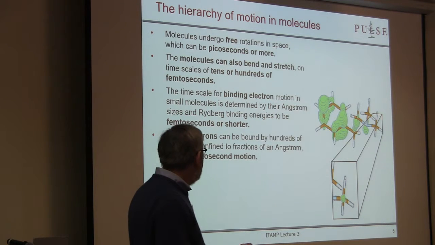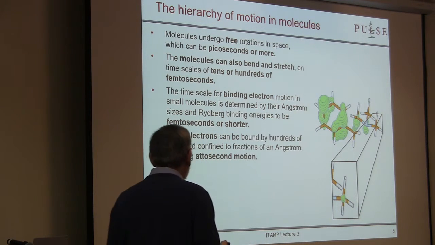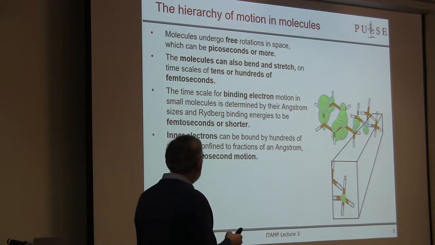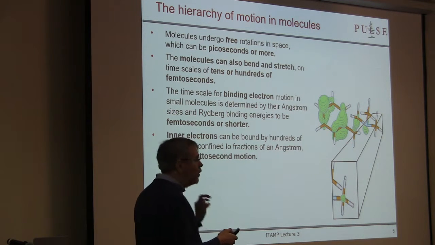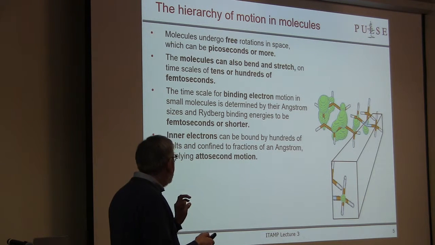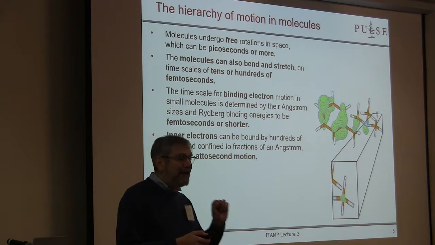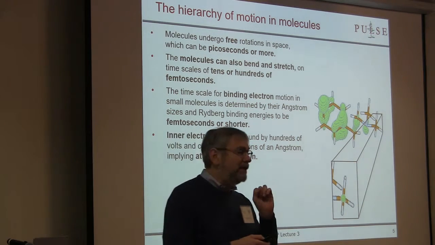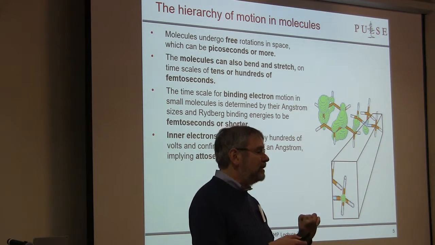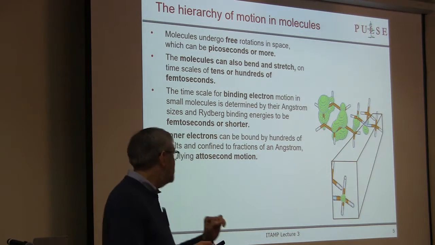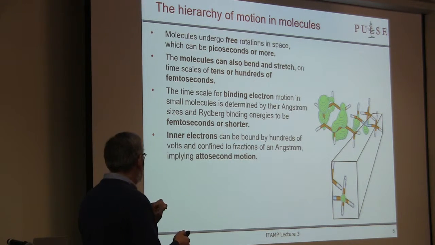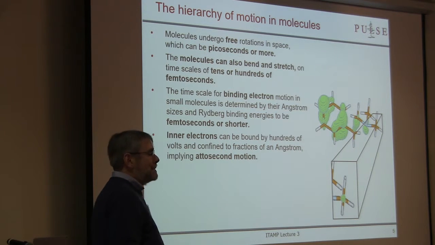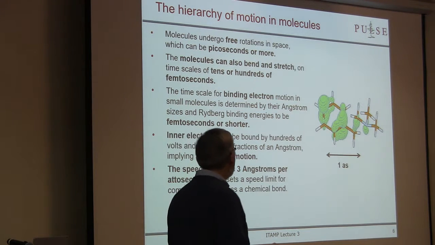And then finally, we get to the attoseconds part of this. Those inner electrons can be bound by hundreds of volts or kilovolts, and they are confined. They are the ones that are confined by inner charges of the nuclei that are much higher than a single charge. And so that's much smaller than an angstrom, and so that implies attosecond motion. So we get this whole time scale hierarchy here.